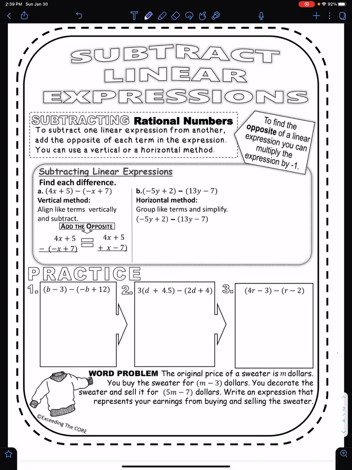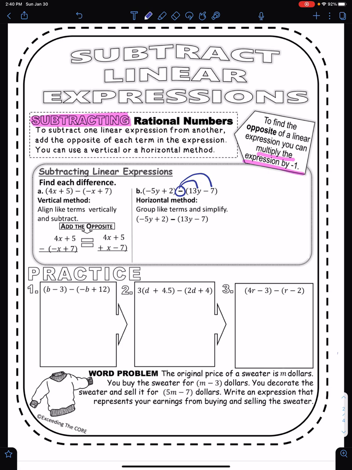So here are some helpful tips. When we're subtracting, we can add the opposite of each term in that second expression. To find the opposite, you can multiply it by -1. So let me show you an example here. The thing that's different than last notes is we're subtracting expressions instead of adding them. And what that means is I'm taking -5y plus 2, I'm subtracting 13y, and I'm also subtracting -7.